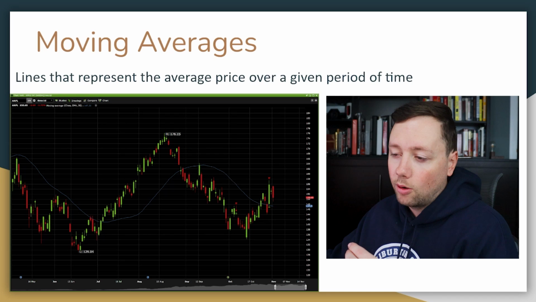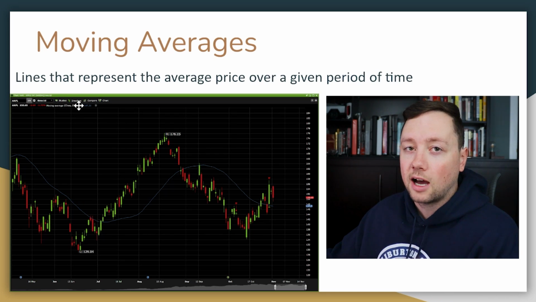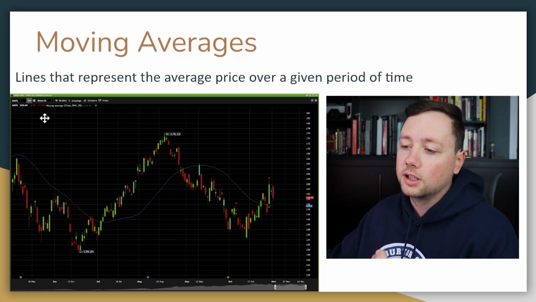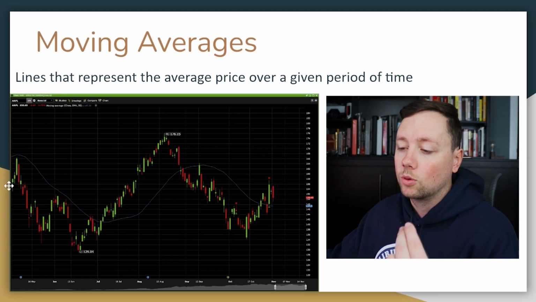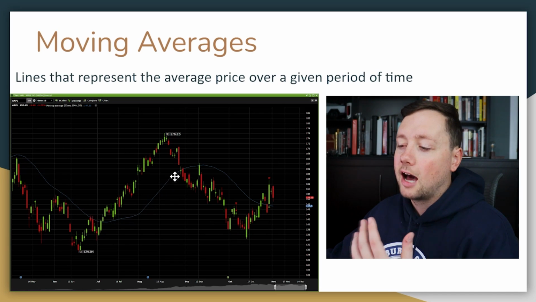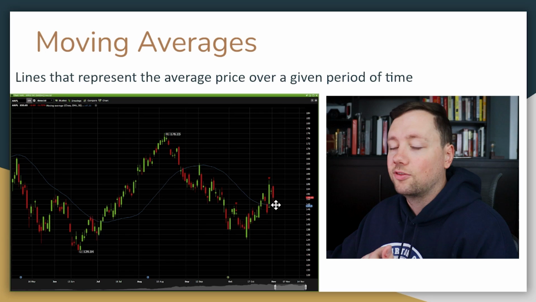$147.30. Right now, I have it set up to track the last 35 candles, and each candle on this chart represents 1 day. We're currently looking at about a 6-month time period with 1-day candles on it, and this blue line here represents the average price over the last 35 candles.